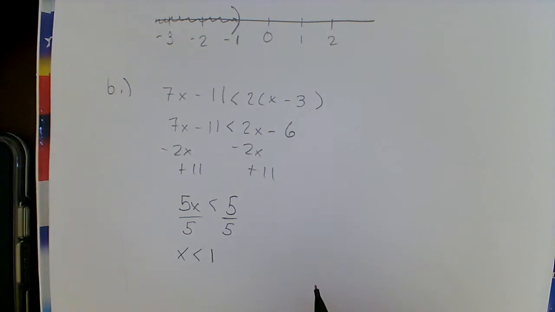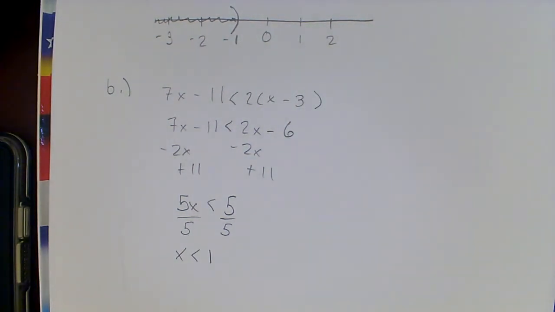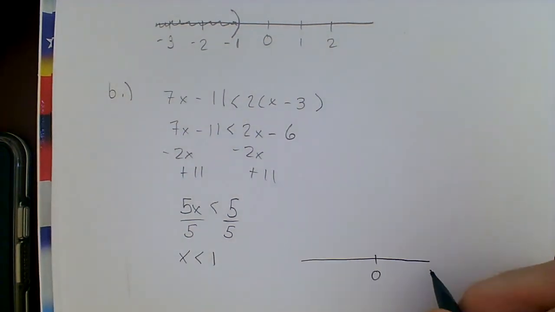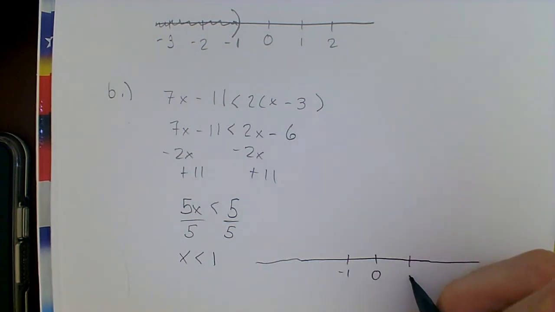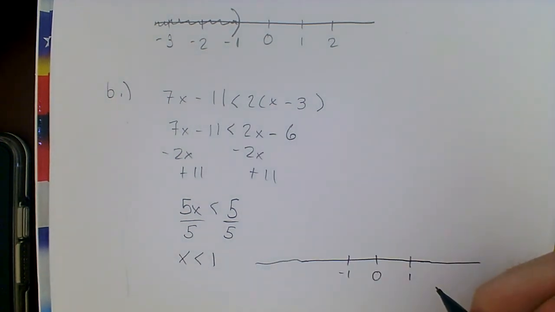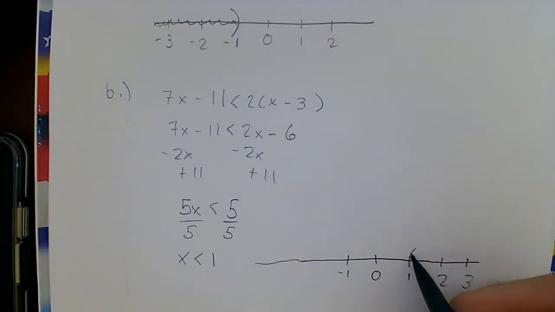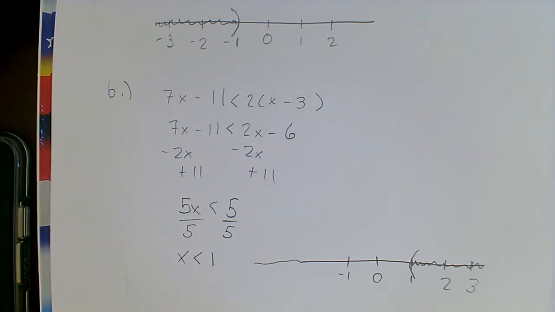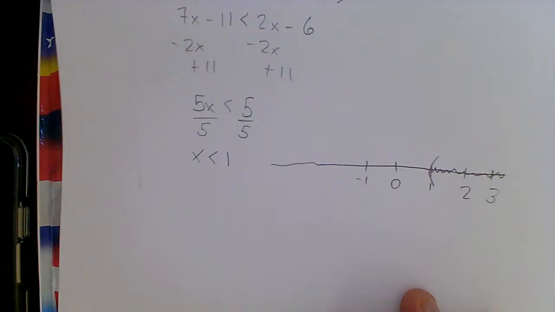Alright. Okay, so now we have to draw our number line. So again we've got 0, -1, 1, 2, 3. Here again we're using an open bracket because we do not want to include 1, and we shade in the rest. Okay, the third example.